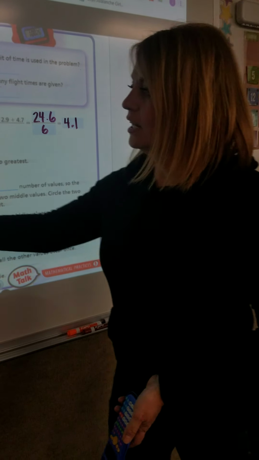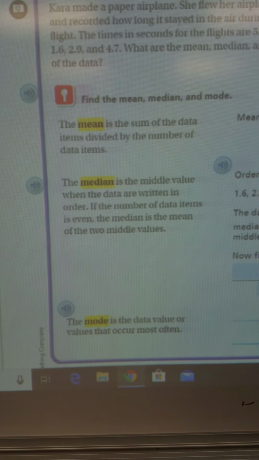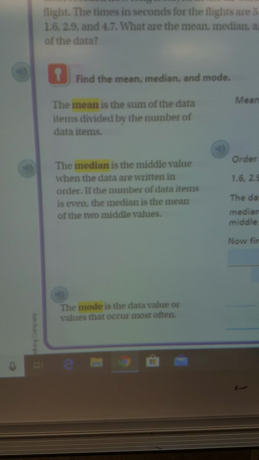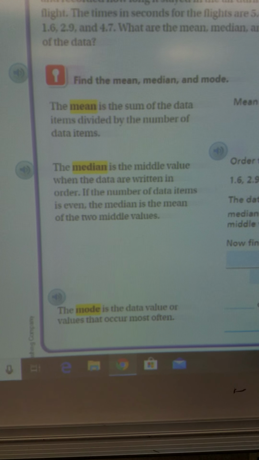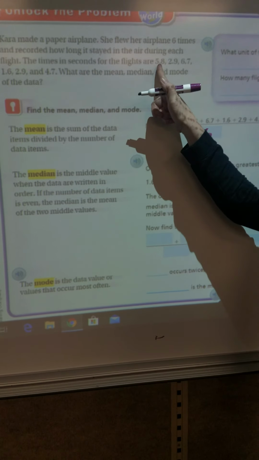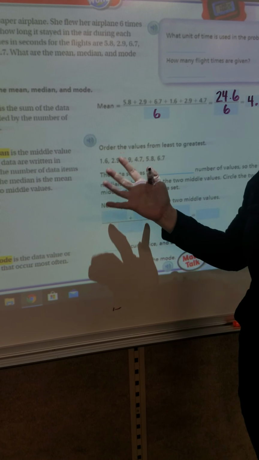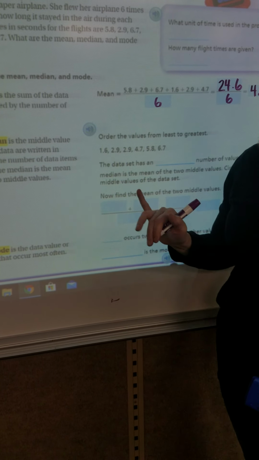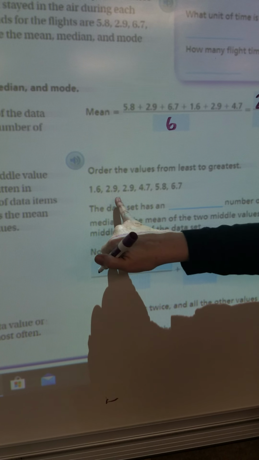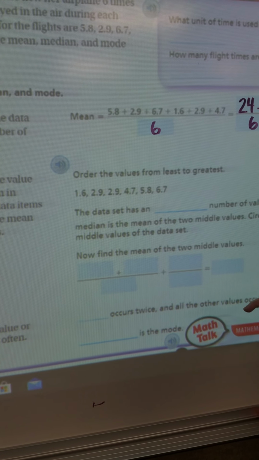Okay? Another way that we can describe the data set is to use the middle value, which is called the median. The median is the middle value when the data are written in order. So if we were to take our data values and write them in order from least to greatest, what would be in the middle? Our book has done that here for us: 1 6/10, 2 9/10, 2 9/10, 4 7/10, 5 8/10, 6 7/10.